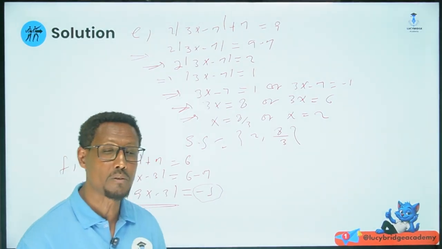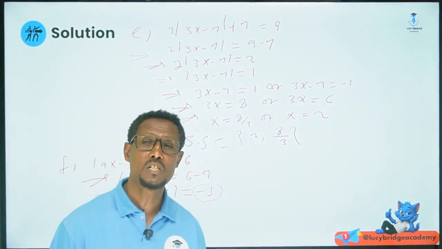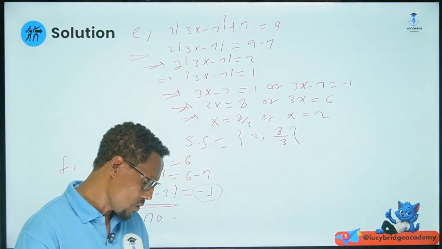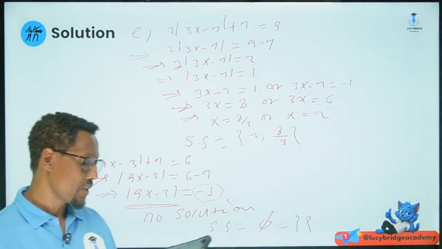The absolute value of a number cannot be negative. The absolute value of a number is always positive. The absolute value means the distance between 2 points. This means no solution. That means solution set is equal to empty set.